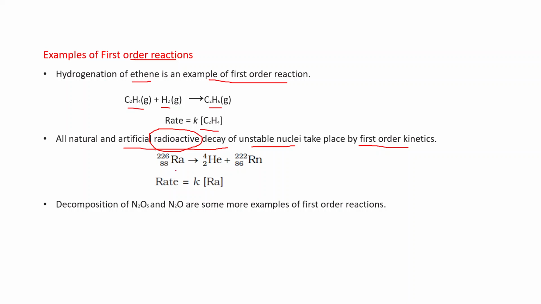Now see one example. This is Ra, radium, where 88 is the atomic number and 226 is its mass number. When it emits one alpha particle, what is an alpha particle? This is a helium nucleus, that is 2He4. After emitting this helium, it converts into radon, that is 86, 222, the mass number. For this we can write the rate is equal to k[Ra]. Another example is decomposition of N2O5 and N2, some more examples of first order reaction.